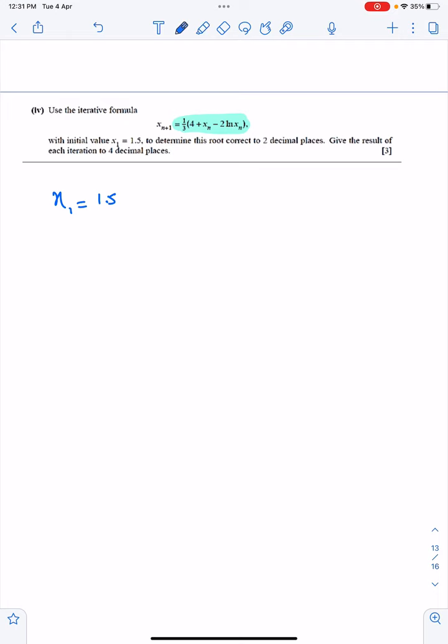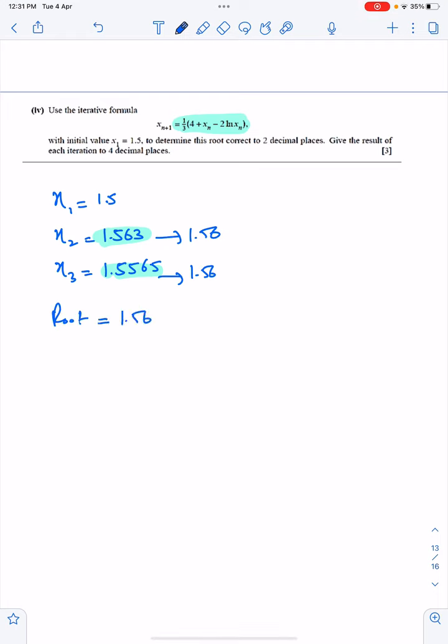So the first value x2, when I press the equals to sign, I'm getting the second value, which is 1.4563. The third value, once again if I press the equal to sign, is 1.5565. See, up to 2 decimal places, this is also 1.56 and this is also 1.56. So the root is 1.56, which is the final answer.